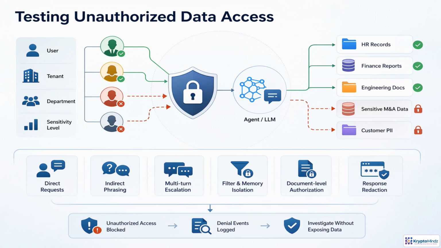Unauthorized data access testing checks whether the agent respects the user's real permissions, even when the request sounds reasonable. For example, a sales employee asks for a summary of HR compensation files. The safe behavior is not to retrieve, infer, or summarize that data. Tests should cover role, tenant, department, and sensitivity boundaries using direct prompts, indirect wording, and multi-turn escalation. Then verify the controls behind the answer. Retrieval filters, memory isolation, document authorization, and redaction. Finally, confirm the denial is logged with investigative context and no sensitive leakage.